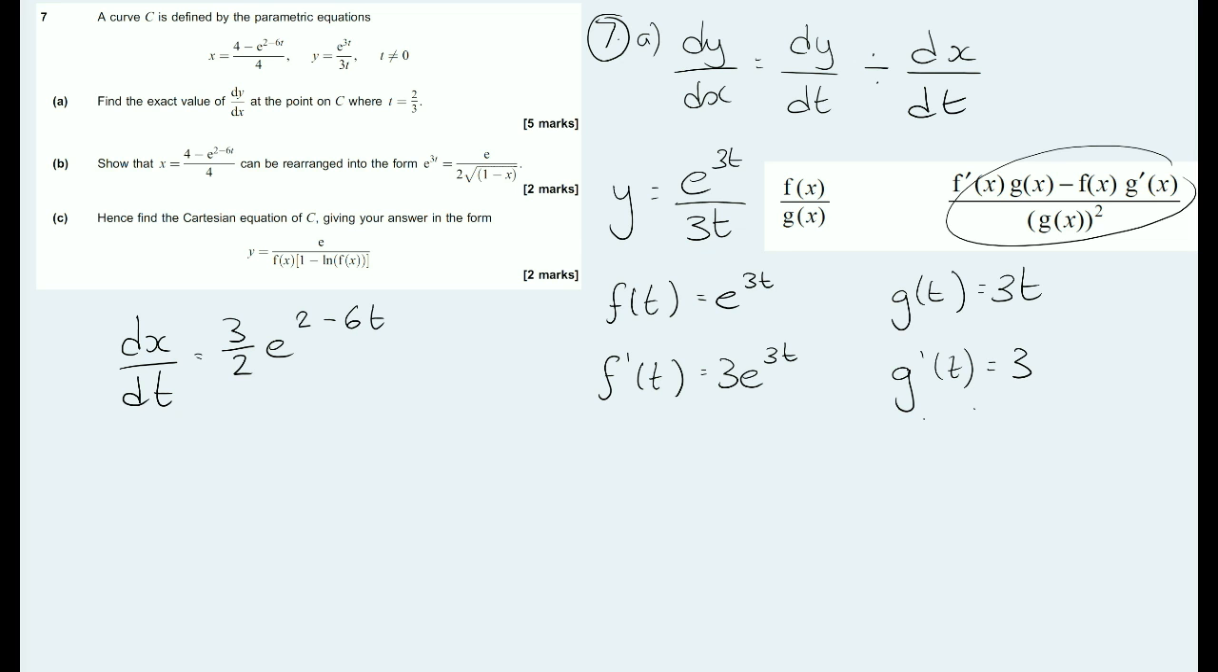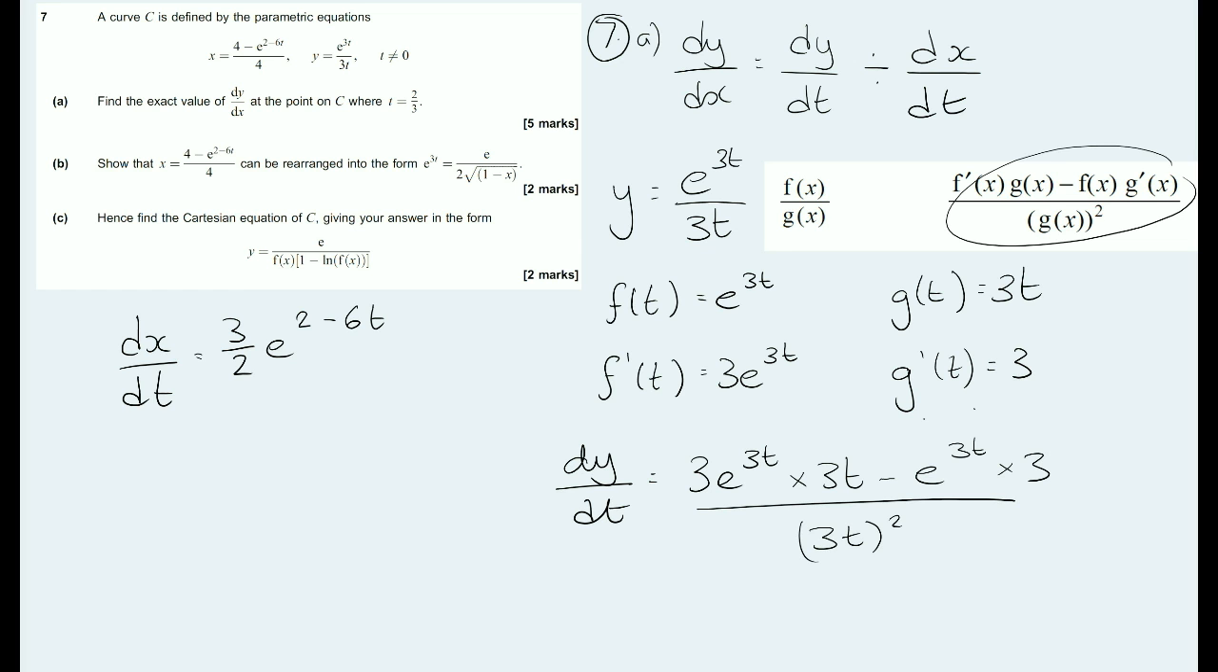So that's going to give us dy by dt. Okay, so we've got f dashed of x, which is 3e to the 3t, times g of x, which is 3t, minus f of x times g dashed of x, so times 3, and all of that is divided by g of x squared, so 3t squared. So tidying this up, dy by dt is going to be 9t e to the 3t minus 3e to the 3t, all divided by 9t squared.